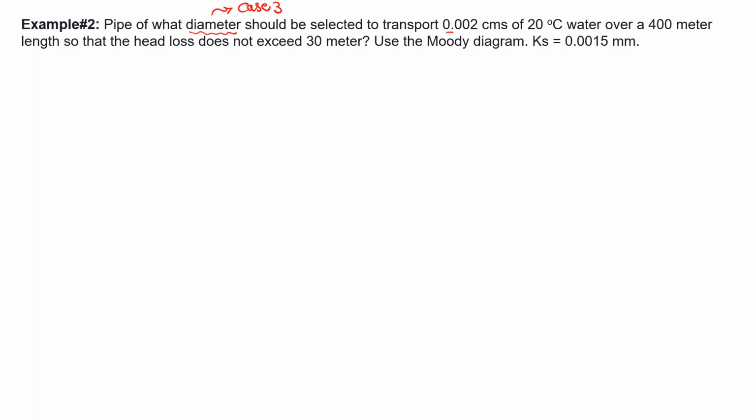So we know that Q is 0.002 cubic meters per second. We have the temperature of the water. So you can use this temperature, go to the appendix table of your book to find kinematic viscosity. We know that the length of the pipe L is 400 meters, and the head loss should not exceed 30 meters, meaning that the maximum head loss, or HF, pipe head loss, is 30 meters. We're going to use Moody diagram, and K sub S, or sand roughness, is 0.0015 meters.